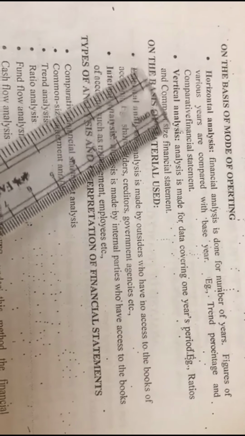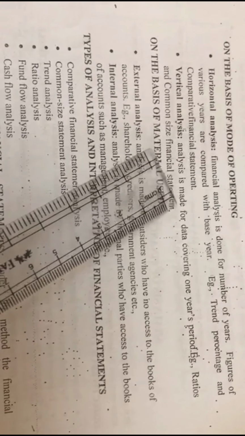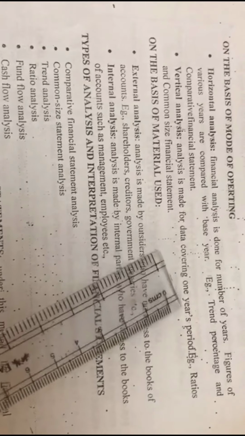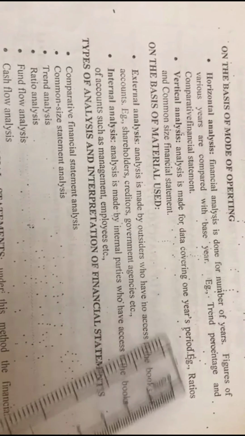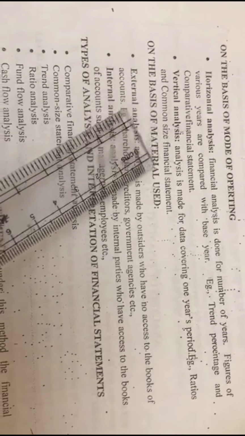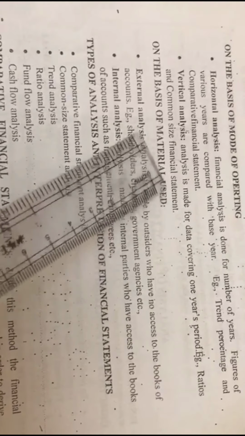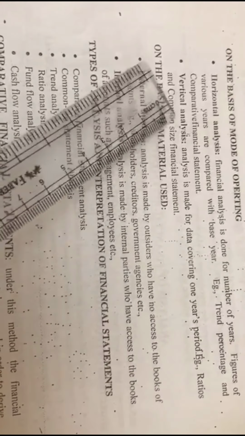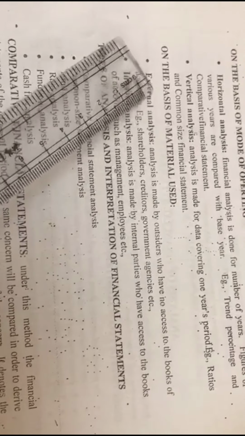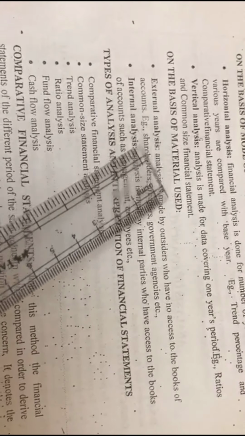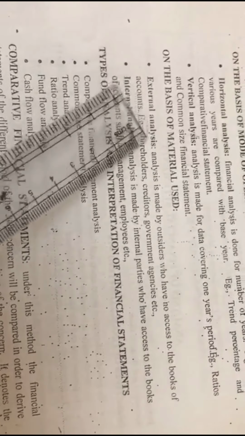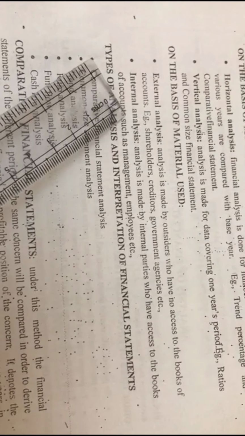The second type is vertical analysis. It is the analysis made for data covering one year's period. For example, you have ratios and common size financial statements. These two are the examples for vertical analysis. The second classification is made on the basis of materials used. We have external analysis and internal analysis.